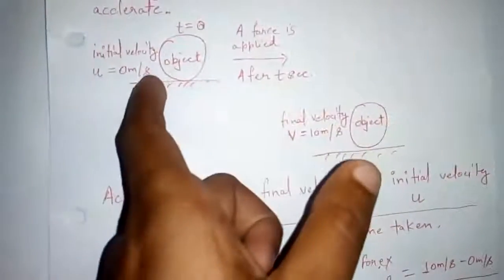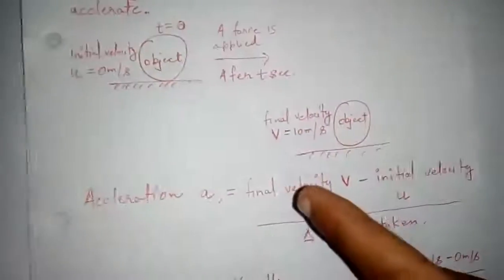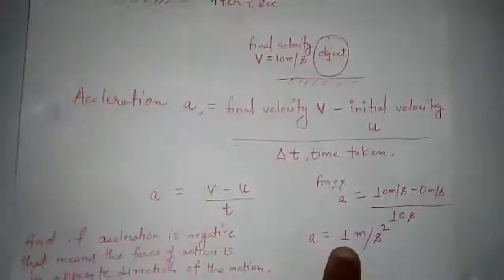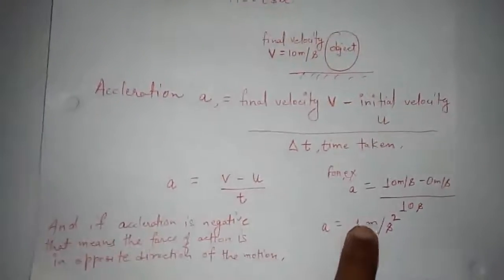Initially it was 20 meters per second, and if I apply a force on it, its speed will definitely go down, and the sign here will become negative, it will become minus.